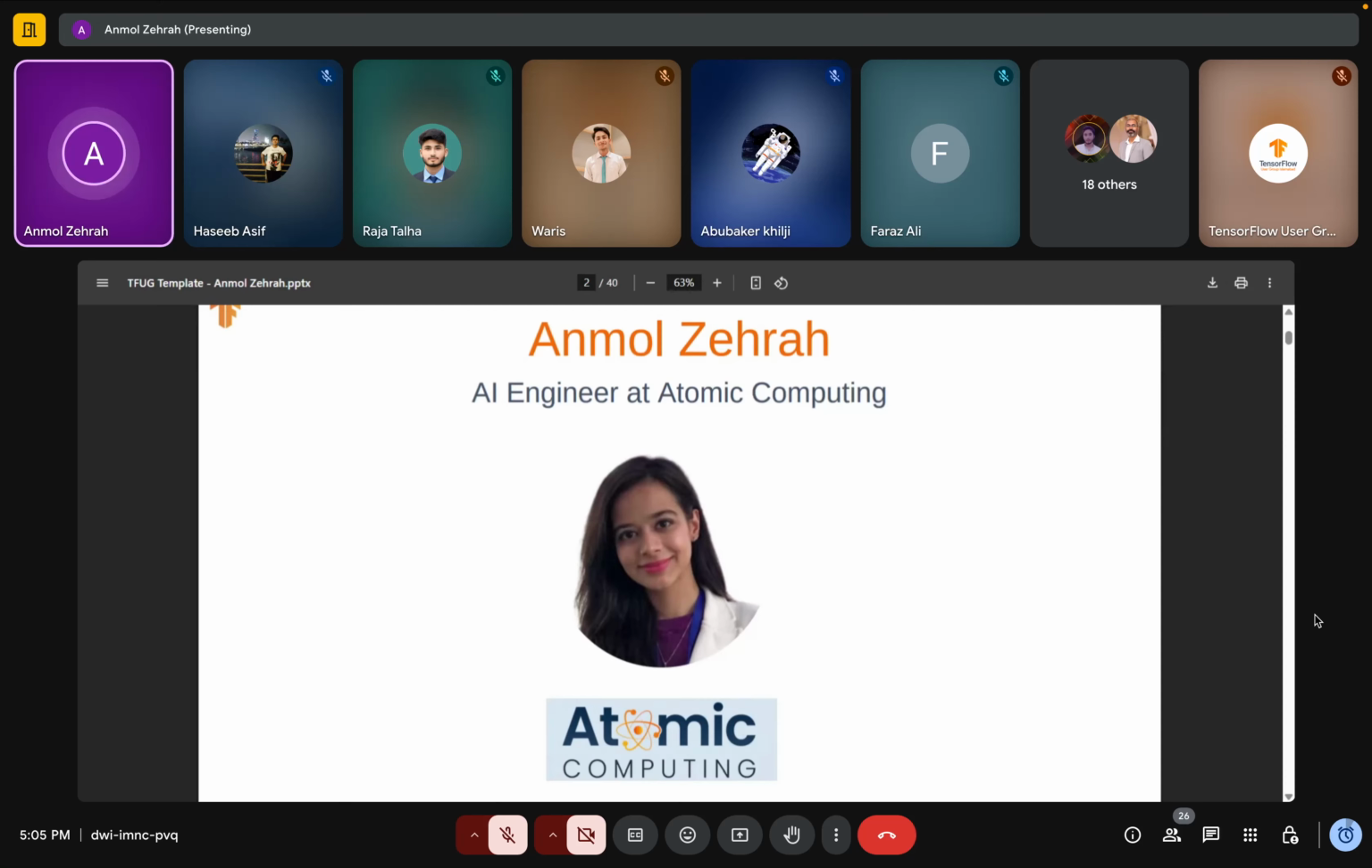Other than that, I also have a research publication in an IEEE conference, ICTAS 2023, which happened in Bahrain. The topic of my research publication was comparative analysis of different deep learning models. So without further ado, I think we should start with our topic.